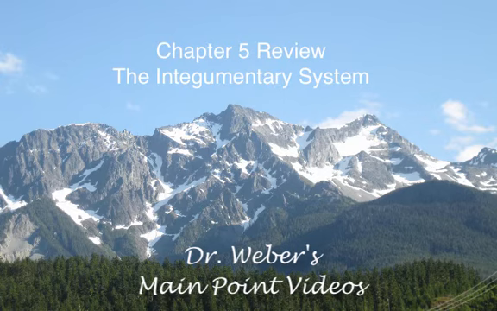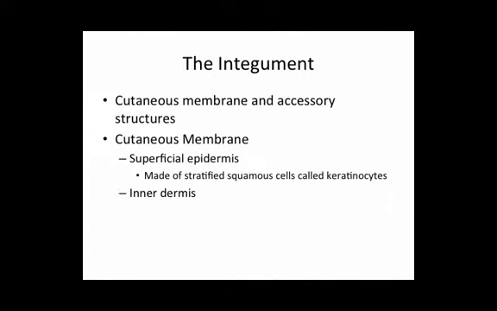This is Chapter 5 review. Chapter 5 discusses the integumentary system, which is the first of 11 organ systems we will study in this class. The integumentary system consists of the cutaneous membrane, or skin, and its accessory structures. The cutaneous membrane is made up of the epidermis and the dermis.